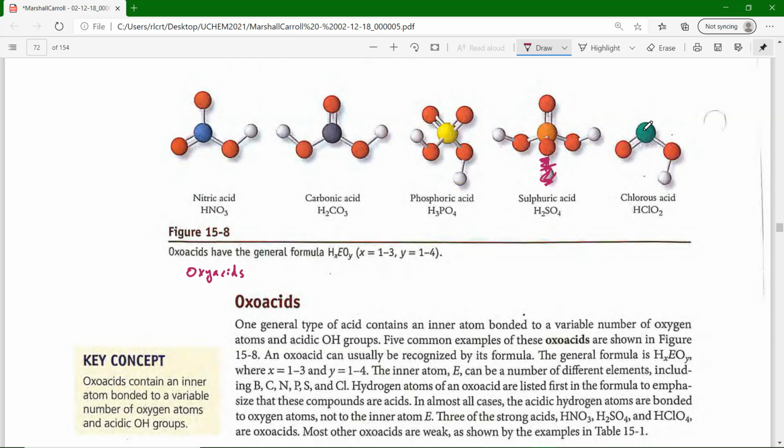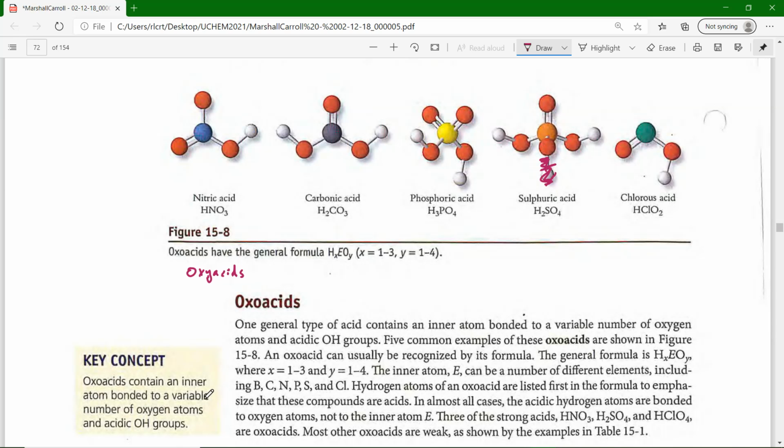Chlorine, oxygen, and then a hydrogen. Okay, so that is some examples. Most of them are weak. Nitric acid isn't, but the other ones are all weak. Sulfuric acid is controversial. The first proton being released does so 100%, but additional ones do so less.